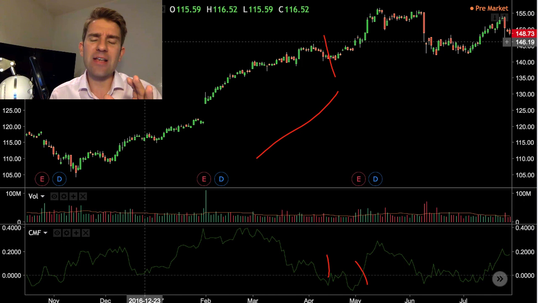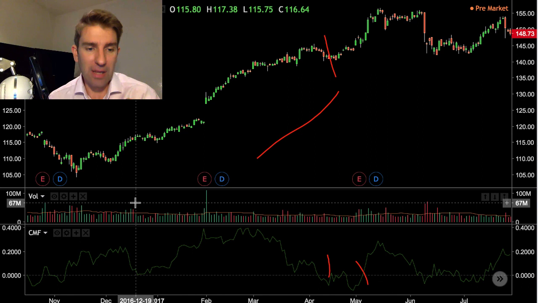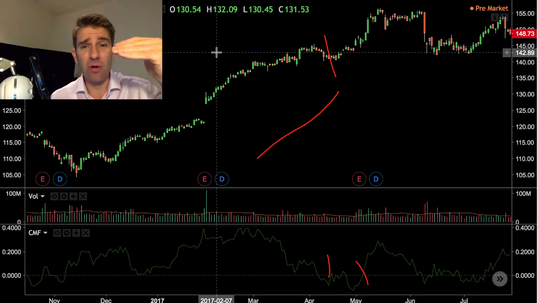Now, of course, if you want to get on a trend and you think, okay, I want to be on a trend regardless, then you need to be prepared to be whipped out a little bit by buying the first cross, because it's going to whip between, you know, above zero, below zero.